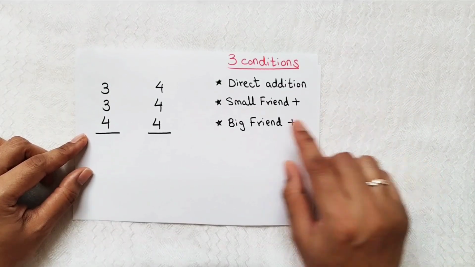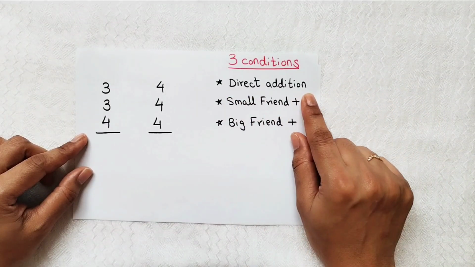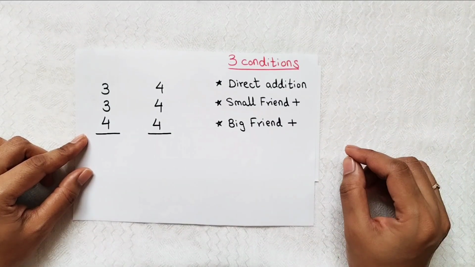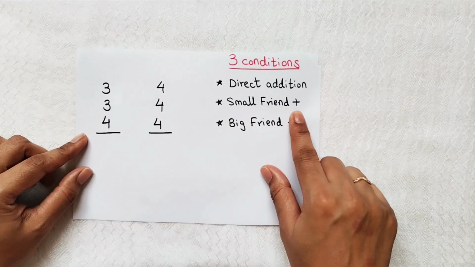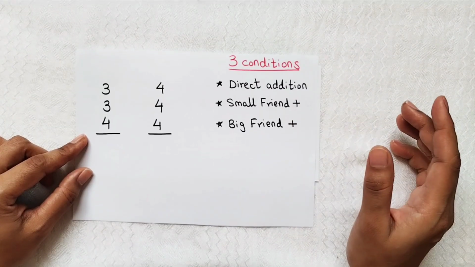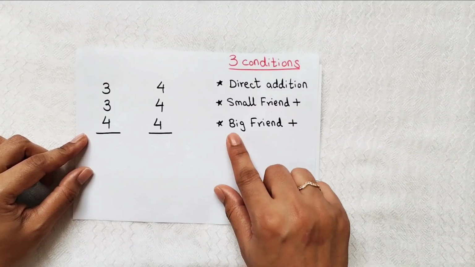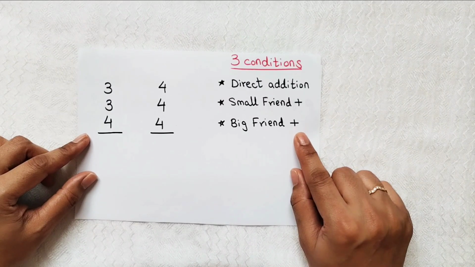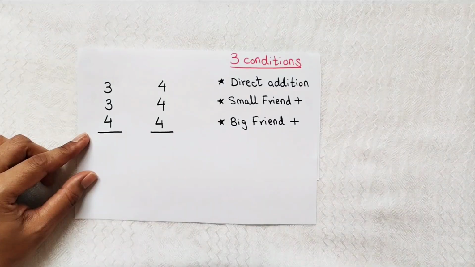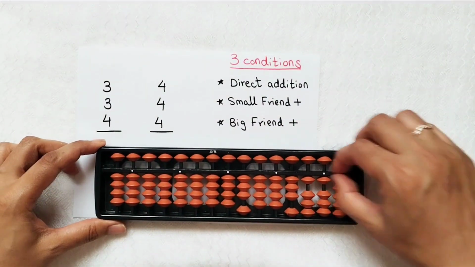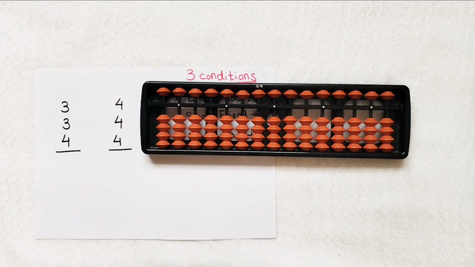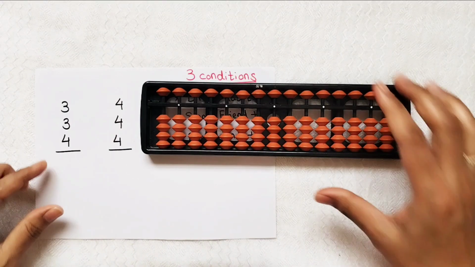The first condition, always go for direct addition. If you cannot do direct addition, then the option goes the second one, that is small friend addition. If small friend addition is also not possible, then you have to go for big friend addition. Okay, we will understand this with the help of these examples. Let us start. The first one, 3 plus 3 plus 4.